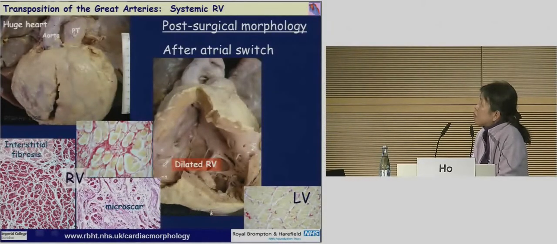Over the longer term, after an atrial switch, you may have a dilated right ventricle. You may also have right ventricular hypertrophy. This is a systemic right ventricle. You may have increasing interstitial fibrosis, and there may be microscars involving that right ventricular myocardium as well.